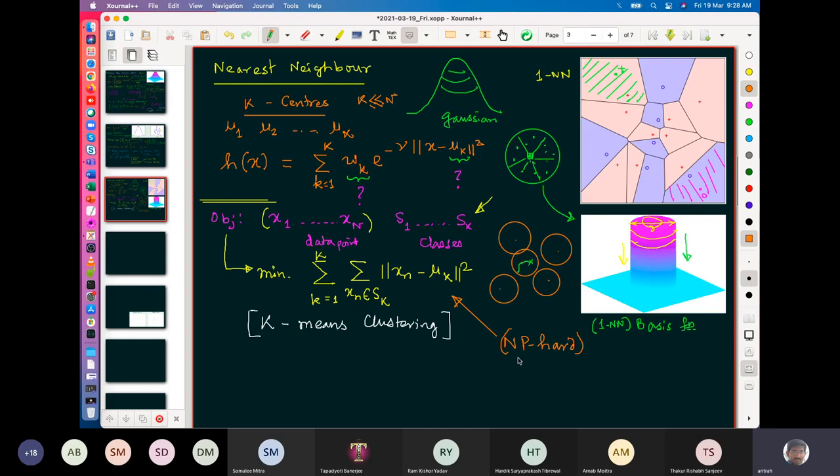That means deterministic polynomial time solutions cannot be possible. A deterministic polynomial time solution is not known. It is non-deterministic polynomial time hard. So I have to use some kind of an iterative approach, and my iterative approach should first try to fix this mu k, and then try to go for choosing this w k.